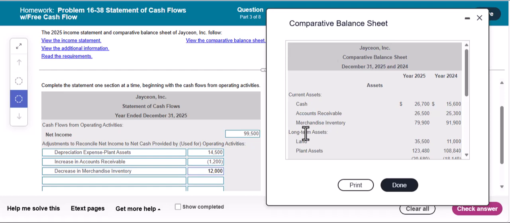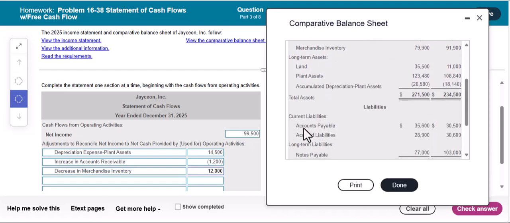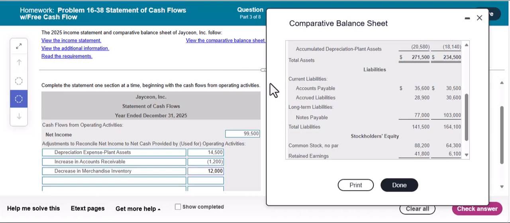And then next up, we have our liabilities. So we moved on to these current liabilities here. We'll take a look and start with accounts payable, AP. With AP, it looks like we went from $30,500 to $35,600. So that is an increase in accounts payable. So we can go ahead and input that here, increase in accounts payable. If our debt for accounts payable went up, we must have received some cash for it. So this is going to be then a positive $5,100 difference here.